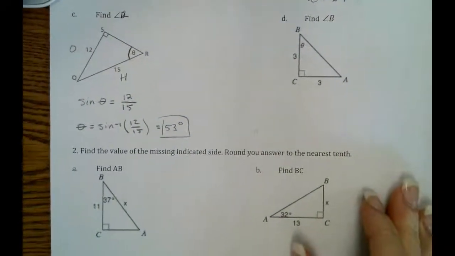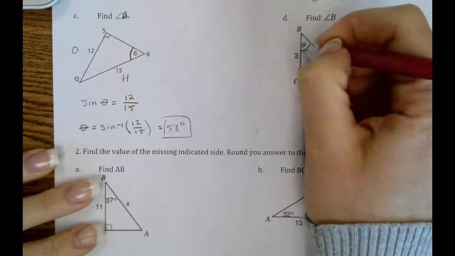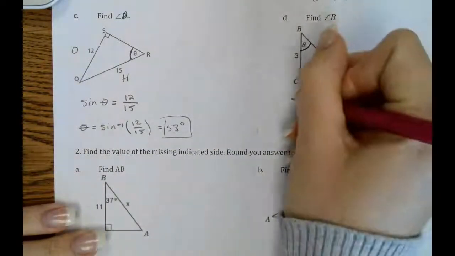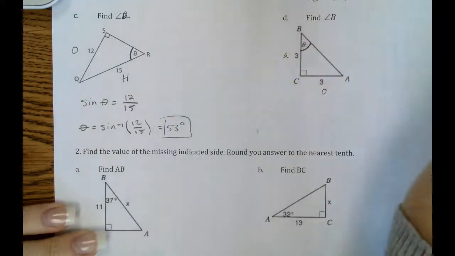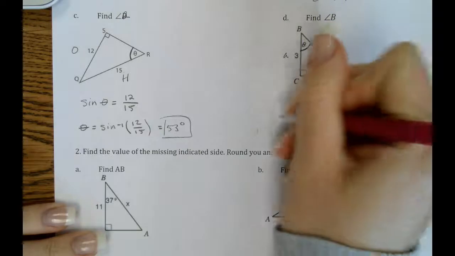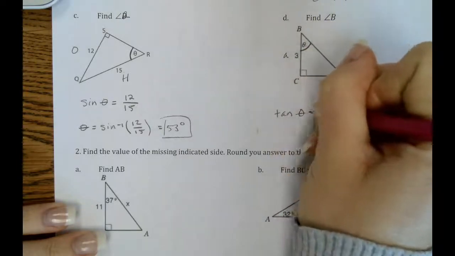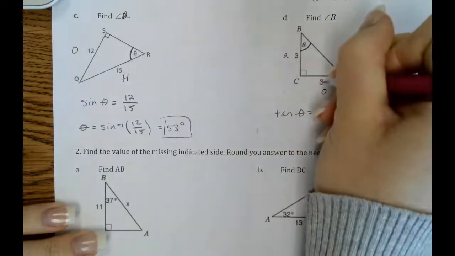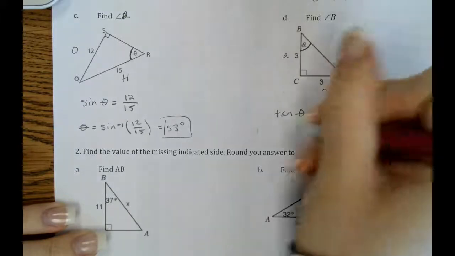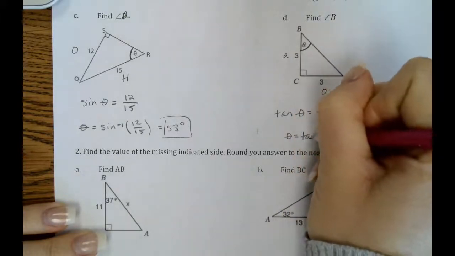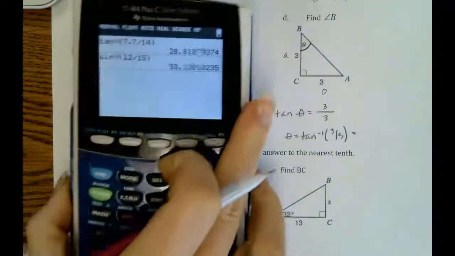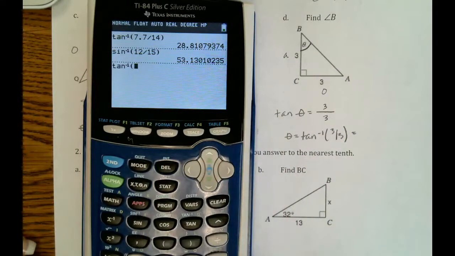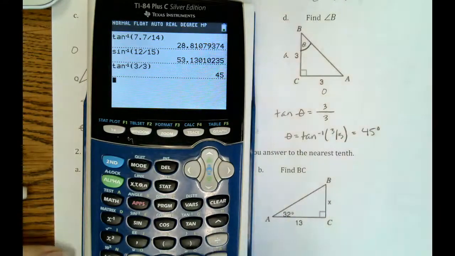Okay, letter D, we're finding the measure of angle B. Okay, so opposite is straight across from, adjacent is right next to. So O and A is tangent. So tangent of our angle is going to be 3 over 3. So in our calculator, we're going to do inverse tangent, which gets us 45 degrees.